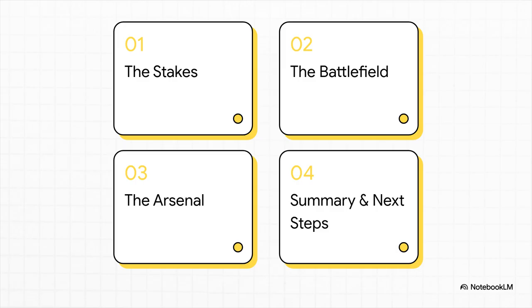All right, here's our roadmap for today. We'll cover 1. The stakes of validation denials. 2. The battlefield, which is our big 3 targets. 3. The arsenal of compliant queries. And 4. Our summary and next steps. Let's get into it. Number 1.